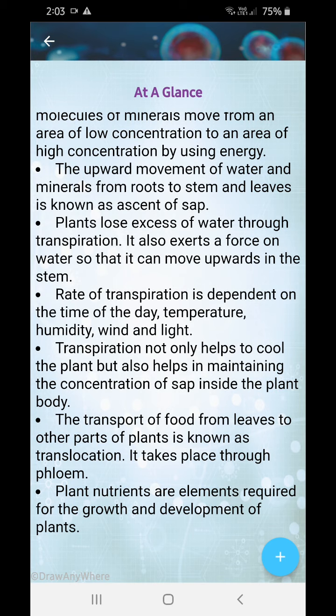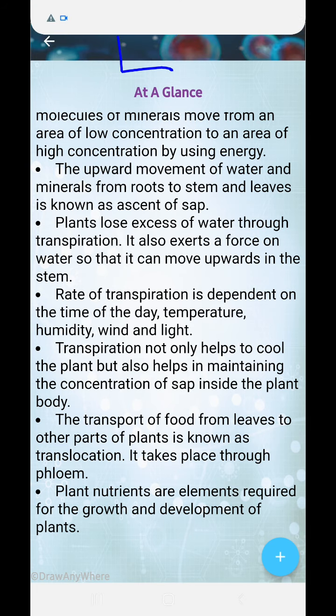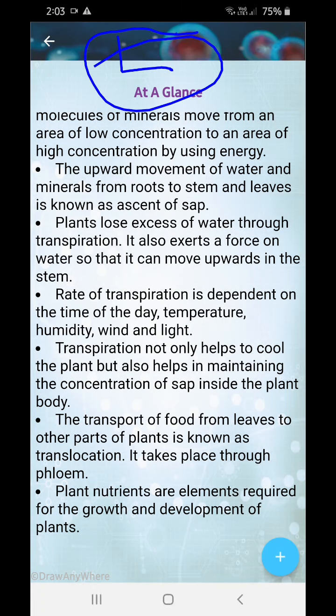Next, plants lose excess of water through transpiration. It also exerts a force on water so that it can move upwards in the stem. Now see what happens. What happens in case of a liquid? A liquid always absorbs water. Suppose you keep a liquid.